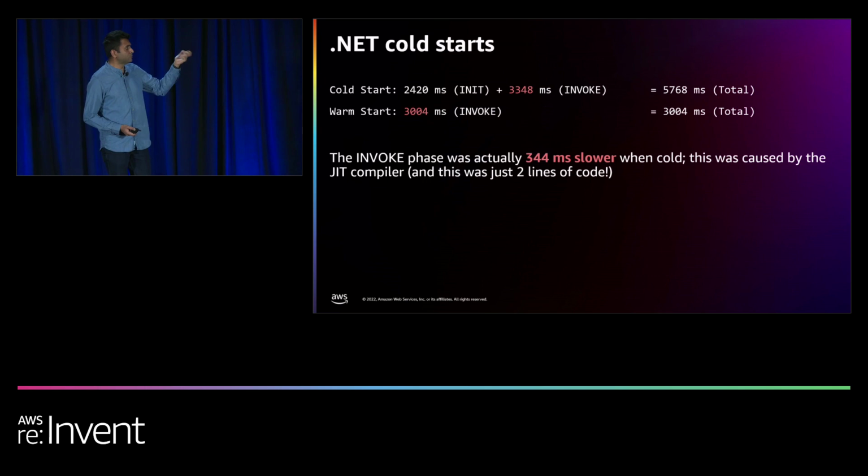And this is a very simple Lambda. This is only 2 lines of code, doing nothing basically. But if you see this slide, you can see that the Lambda cold start actually takes more time in the invoke phase, even more than the warm start. Forget about the init phase, which is a whole different phase that it goes through. Even the invoke phase takes more time.